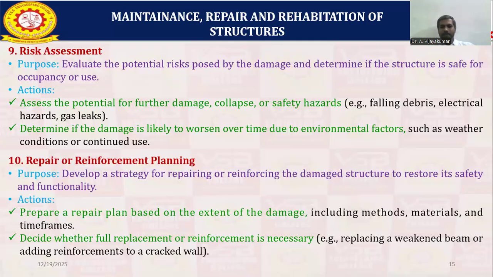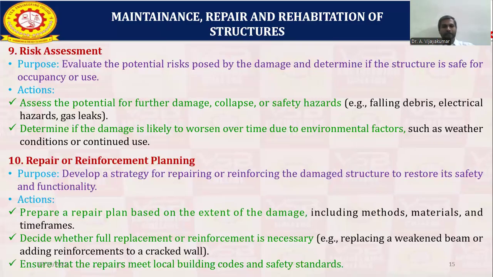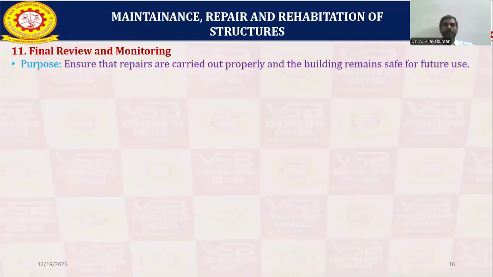Replacing the weakened beam or adding reinforcement to cracked walls, these are difficult. We ensure the repair meets local building codes and safety standards. Whatever repair method we implement on the structure, everything must meet the local building codes and also the structural standards. Then the final review or monitoring. Ensure the repairs are carried out properly and the building remains safe for future use. Whether the building is going to carry much load, and for future uses, nothing should go wrong. Everything needs to be reviewed properly.